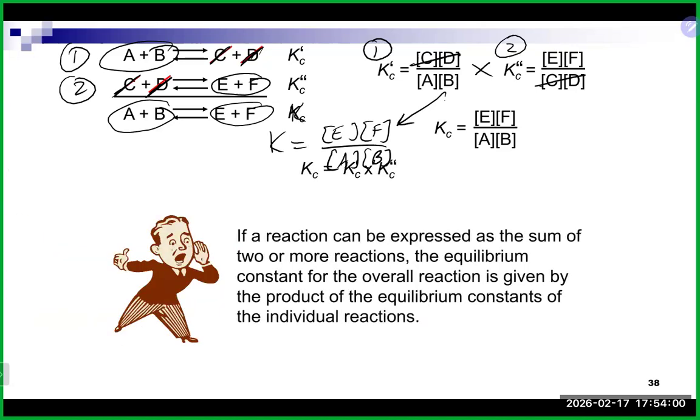So if we have multiple, like I said before, individual reactions, and you add them together, we multiply all the K values together to get the K value for the overall reaction. In this case, we only added 2 equations, so we multiplied 2 K values. If we added 4 equations, we'd multiply all 4 of the K values together to get that overall one. So it doesn't really matter how many you have, you just multiply the K values together.